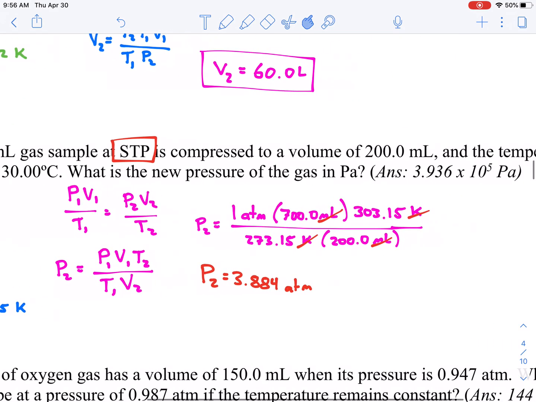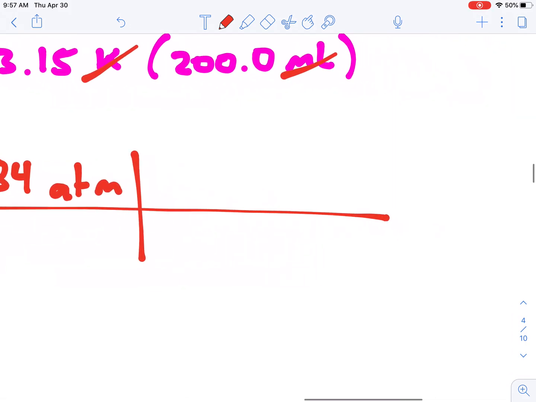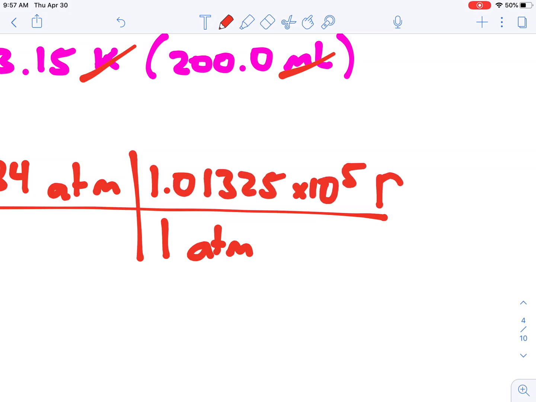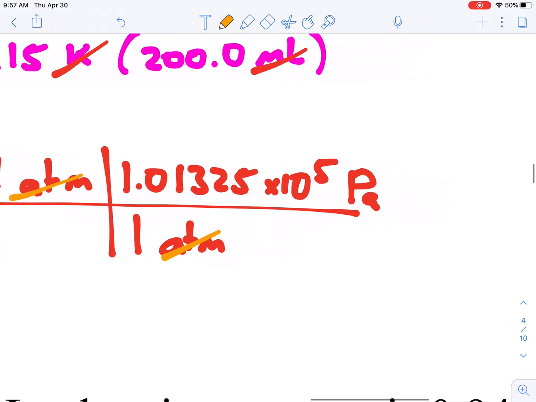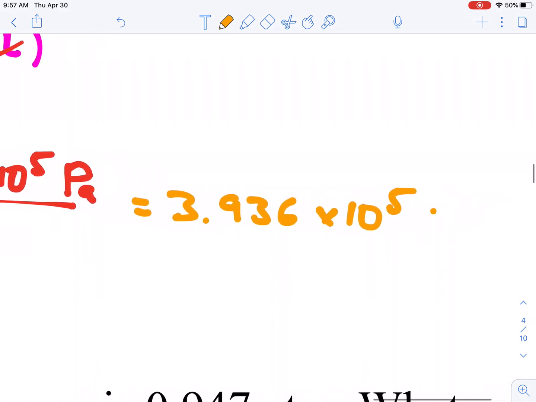Now the last issue is that we're not asked for atm, we're asked for what is the new pressure of the gas in Pa. That doesn't mean in Pennsylvania, that means in pascals, right? So we need to do the math that we did earlier with pressure conversions to say that 1 atm we know is equal to 1.01325 times 10 to the 5th power pascals. Whenever you do that, your atm cancel, you're left with pascals. This ultimately gives you, with 4 sig figs, 3.936 times 10 to the 5th power pascals as your final pressure.